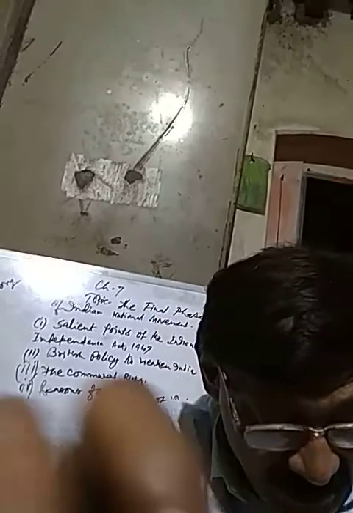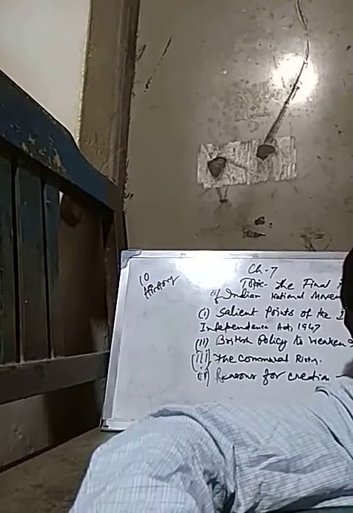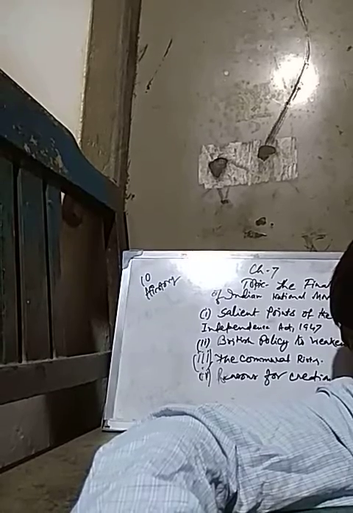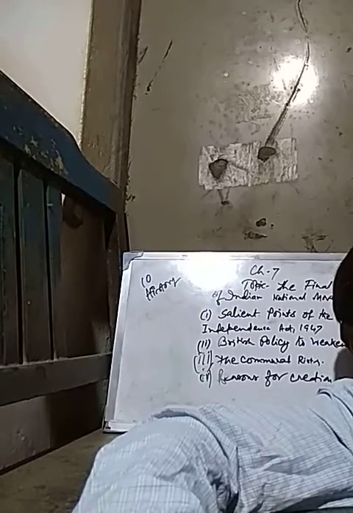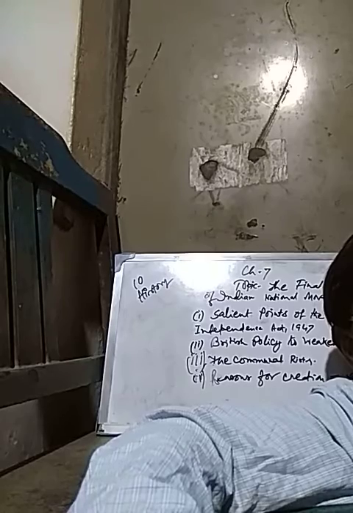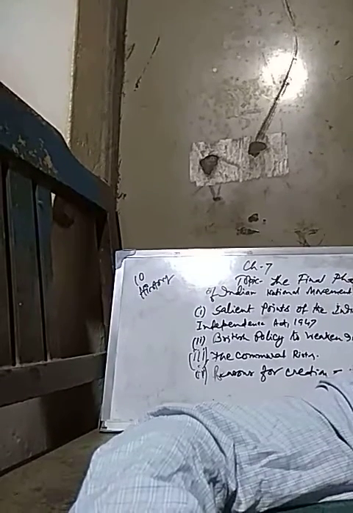Another most important point: the Governor General was given the power to adapt the Government of India Act 1935 by March 1948. The Constituent Assembly of each dominion would exercise the power of the central legislature. So these are the important salient points of the Indian Independence Act of 1947. The next one, reasons for the creation of Pakistan.